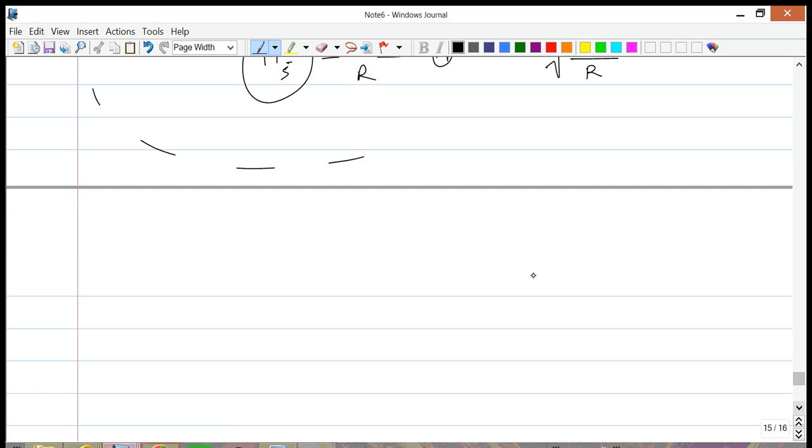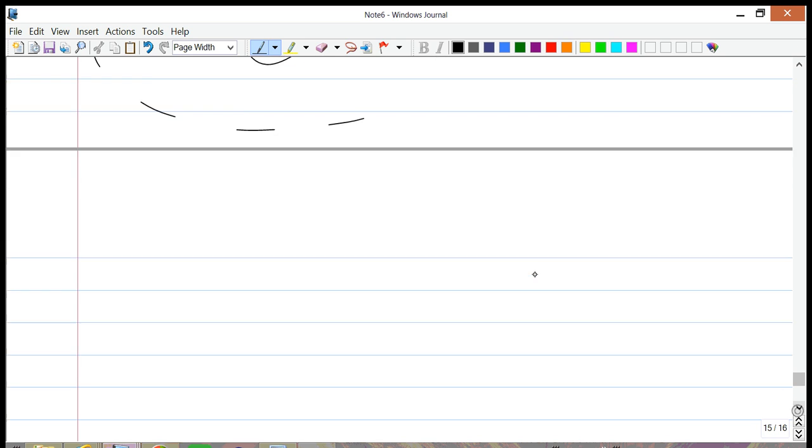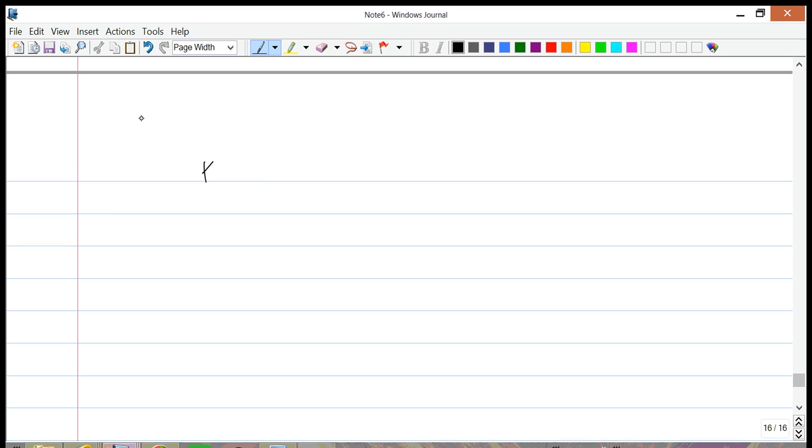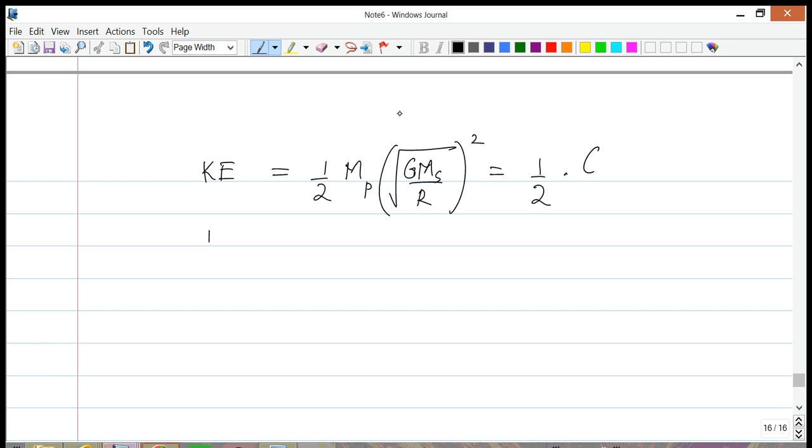From here we can figure out the kinetic energy of the satellite, of the planet, and also the potential energies we already know now. So let's find the kinetic energy first. The kinetic energy of the planet is 1/2 mp times v squared, so it is the square root of G ms over r, and I square this thing, and this ends up being equal to 1/2 times G ms mp over r. The potential energy, on the other hand, due to gravity, is equal to negative G ms mp over r.